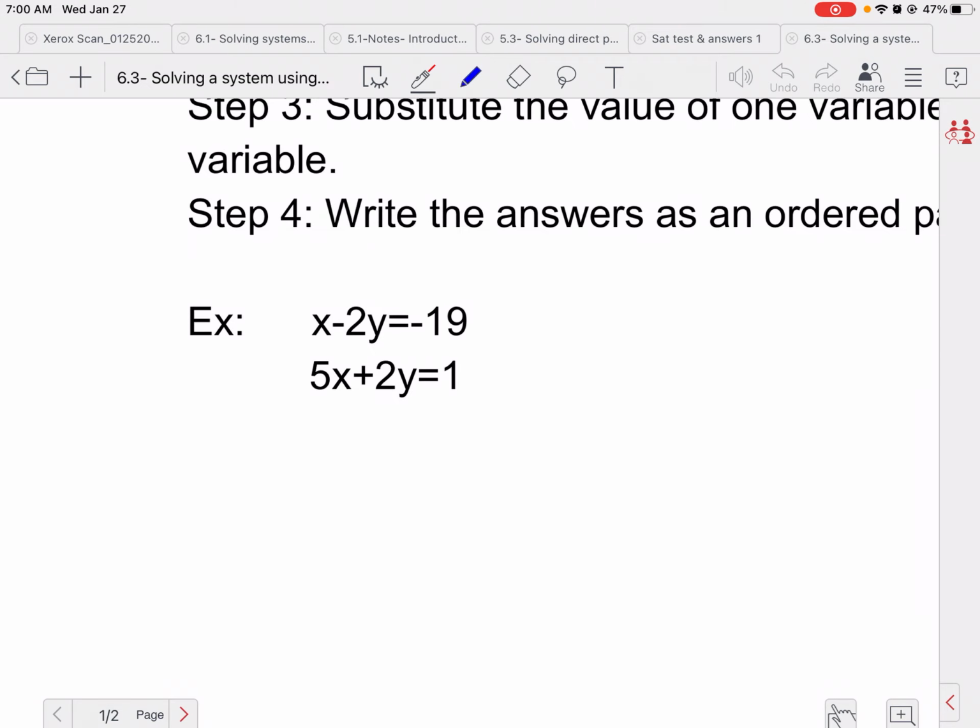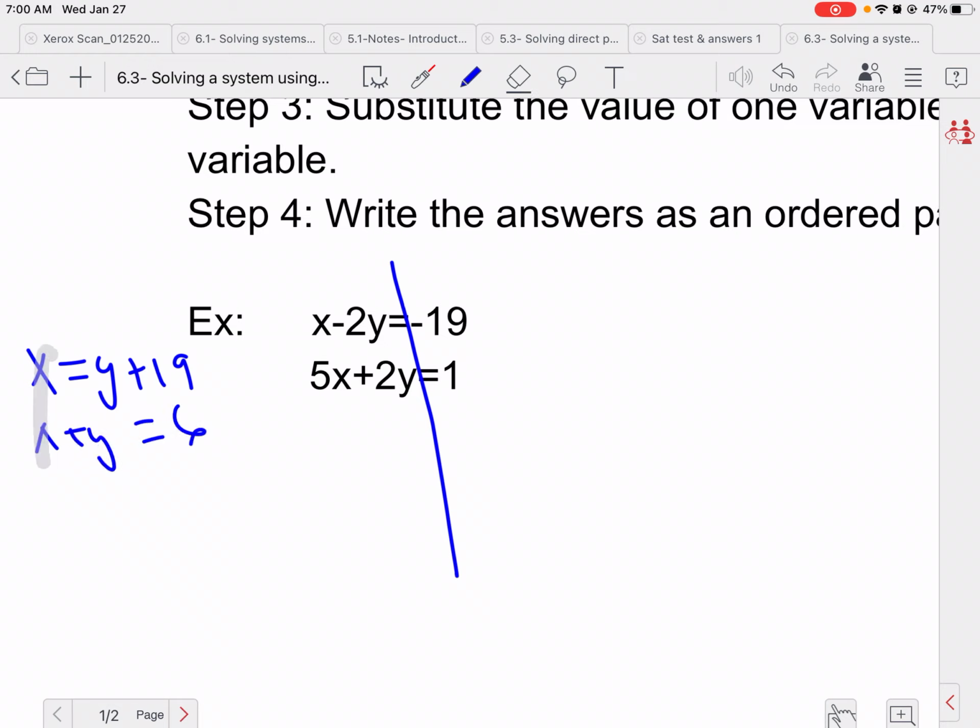Now with elimination, we have to have the x's lined up, the y's lined up, the equals lined up, and the constants lined up. Okay, so they have to all be on the same side together. We can't have them all over the place. Like if this was written x equals y plus 19 and x plus y equals 6, that wouldn't work because not everything lines up nicely. Okay, so that's our first thing when we're looking at this.